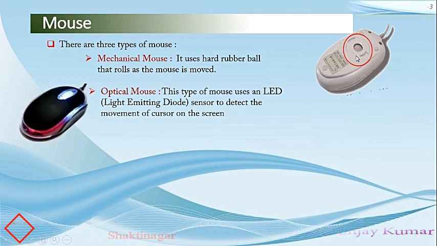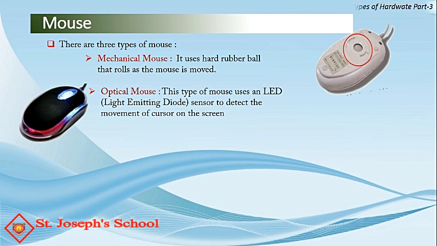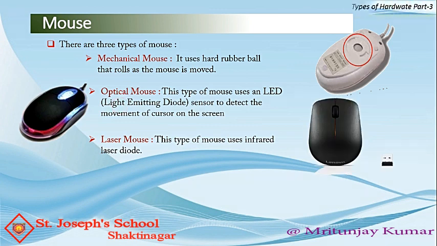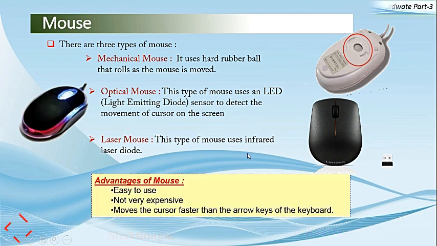Second is the optical mouse. You can see this picture, and this type of mouse uses an LED light, that is light emitting diode, or LED sensor, to detect the movement of the cursor on the screen. And the third type of mouse is the laser mouse, and this type of mouse uses an infrared laser diode.